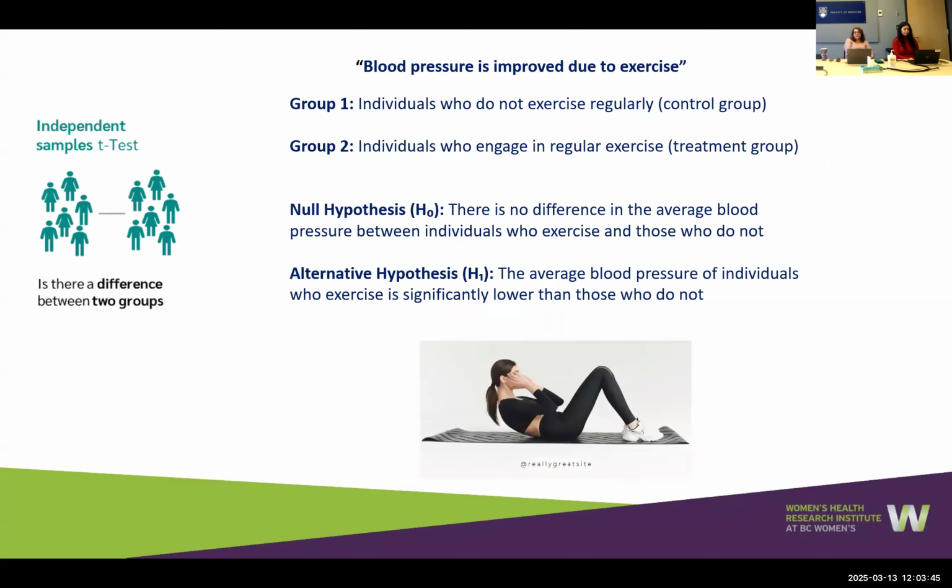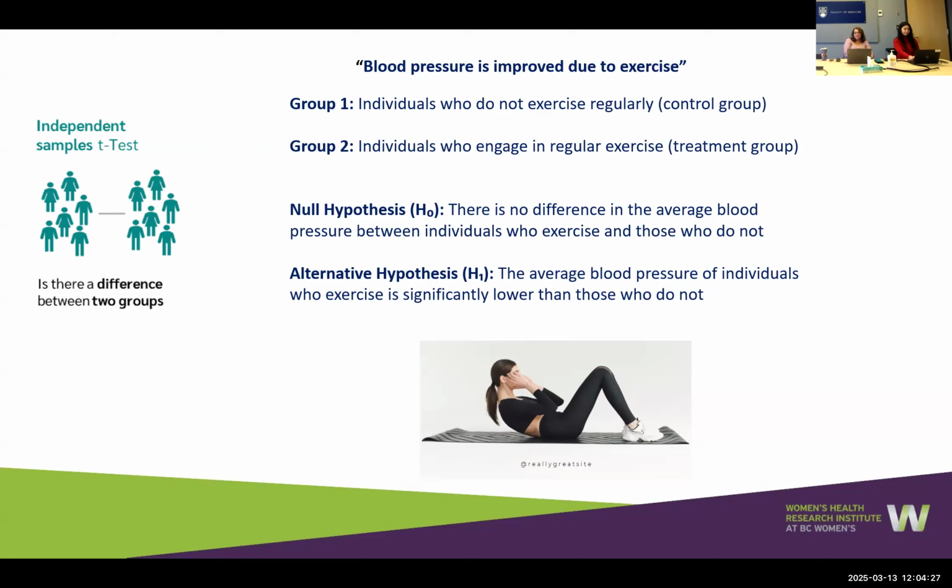There are usually two types of tests: independent sample tests or dependent sample tests. An independent samples test is a test where we have two independent groups. So our question in this case can be: blood pressure is improved due to exercise. We have one group of individuals that do not exercise a lot or regularly, and another group of individuals who engage in regular exercise. And we're going to compare those two groups to decide if our question, that blood pressure is improved due to exercise, is correct.